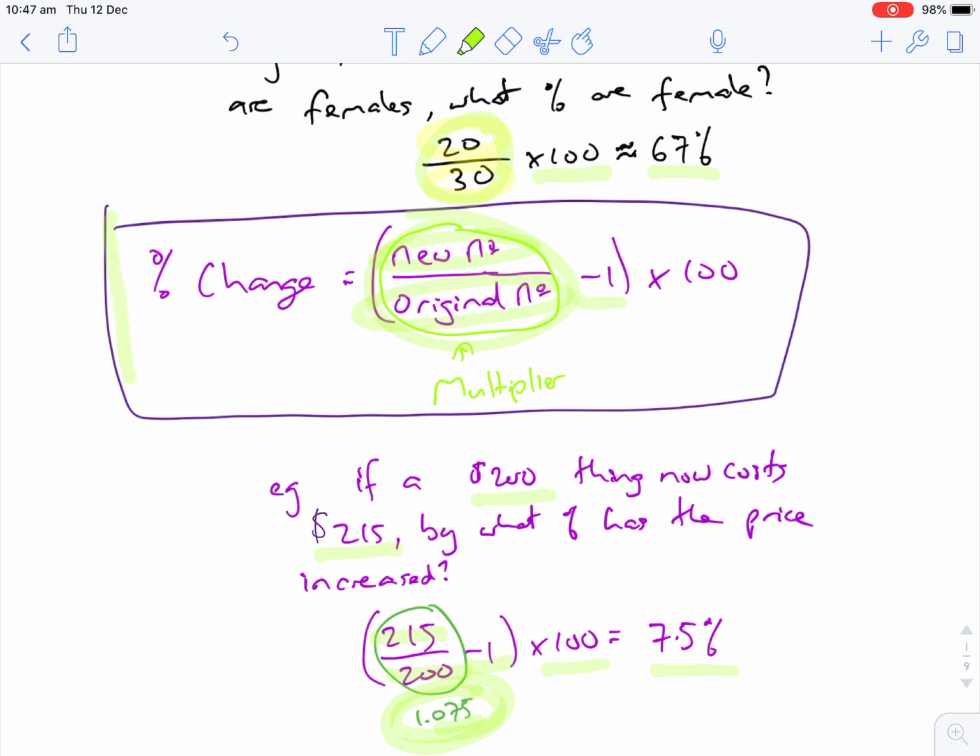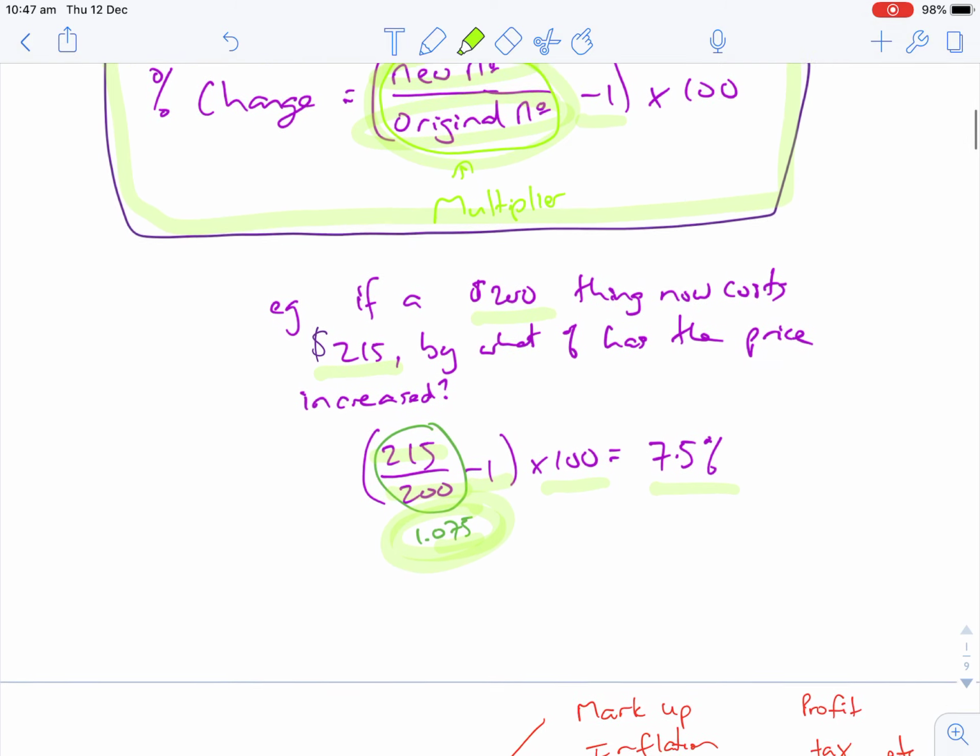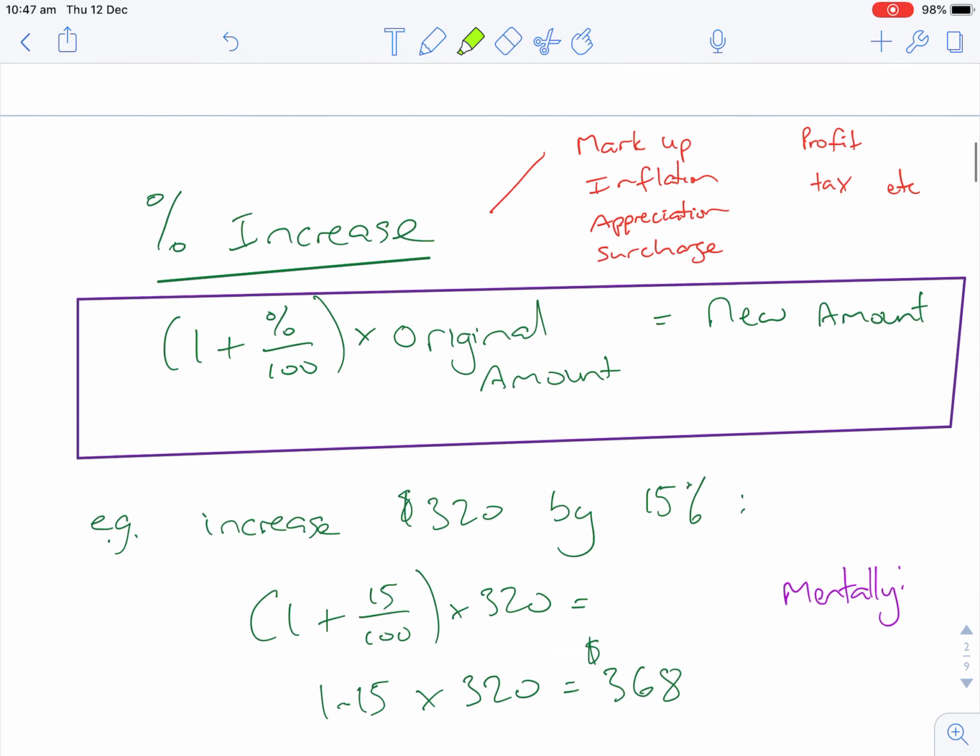So that little formula would be a good one to put on your cheat sheet. Percentage change. Easiest way to remember it is new number over old number, and just interpret it as a multiplier, and then that's all you actually need to do, and hopefully you'll be comfortable with those multipliers by now. Okay, let's move on here.